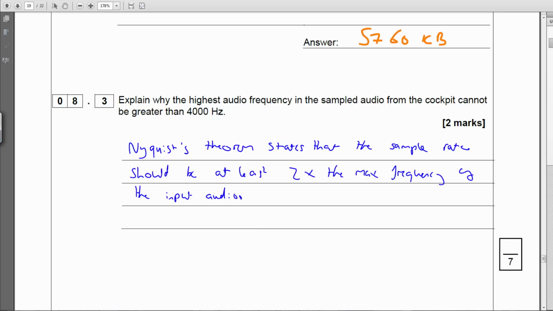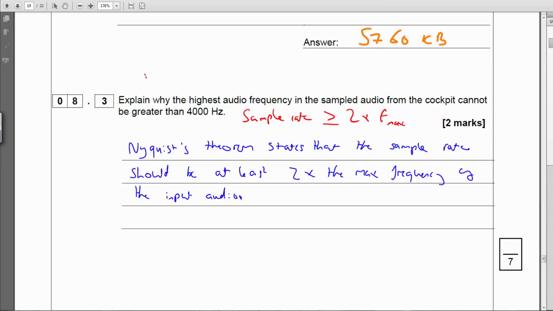So Nyquist's theorem is really something you just have to learn. It's just going to be part of your revision. And so really what it's saying is we need the sample rate to be greater than, ideally greater than 2 times the max frequency.